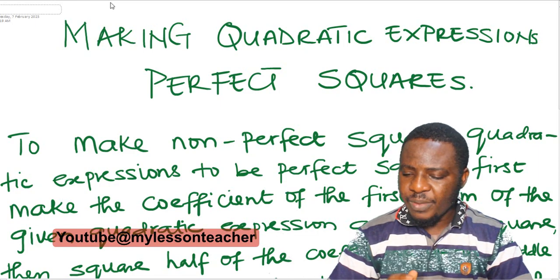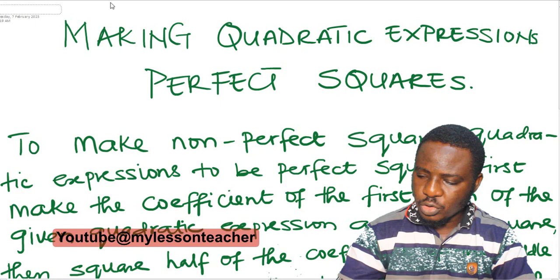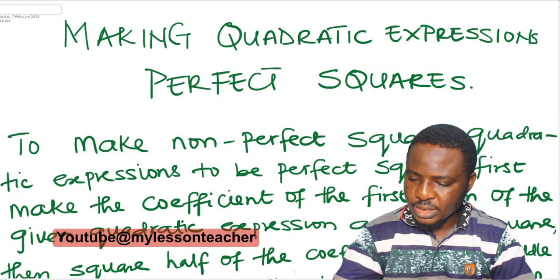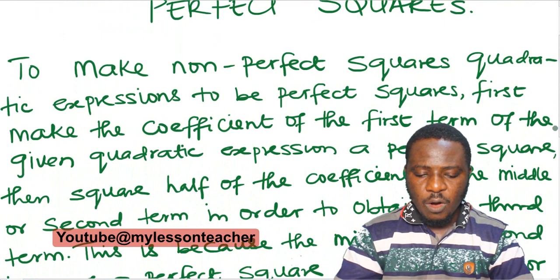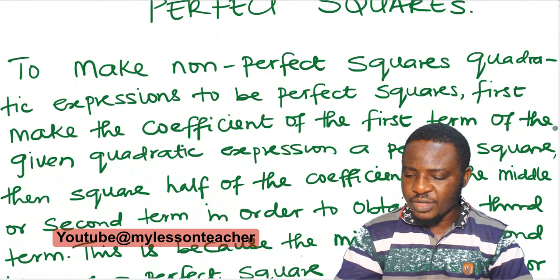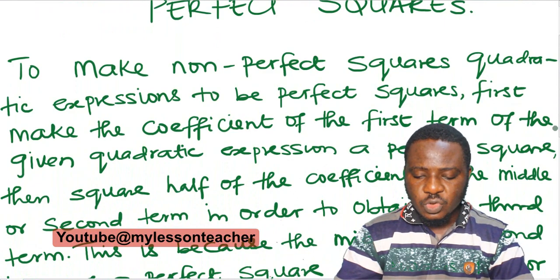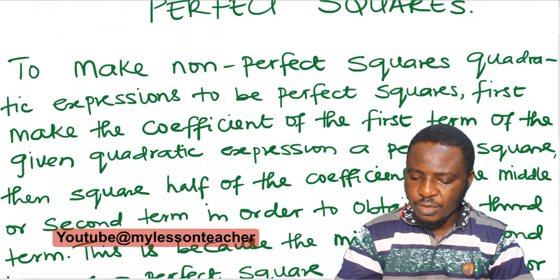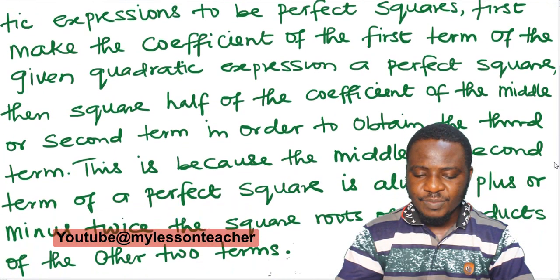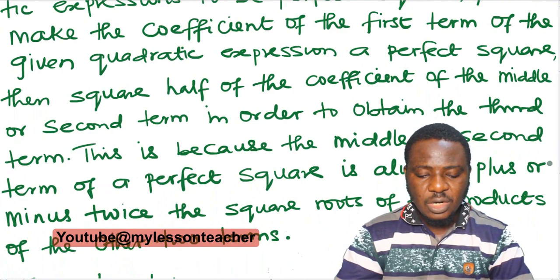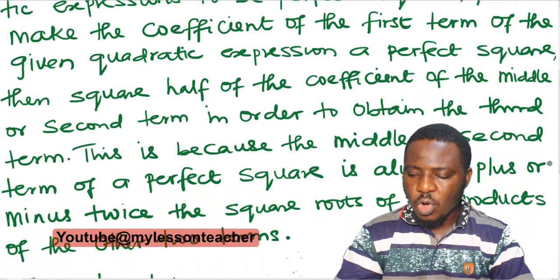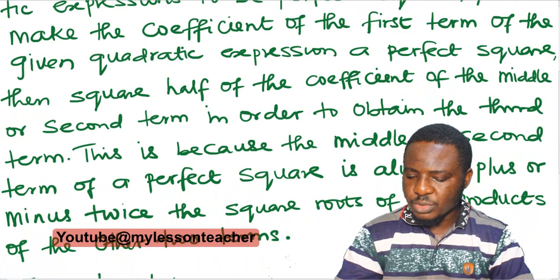We said to make non-perfect square quadratic expressions perfect squares, we should first make the coefficient of the first term of the given quadratic expression a perfect square, then square half of the coefficient of the middle or second term in order to obtain the third term. Why do we square it? This is because the middle or second term of a perfect square is always plus or minus twice the square root of the product of the other two terms.